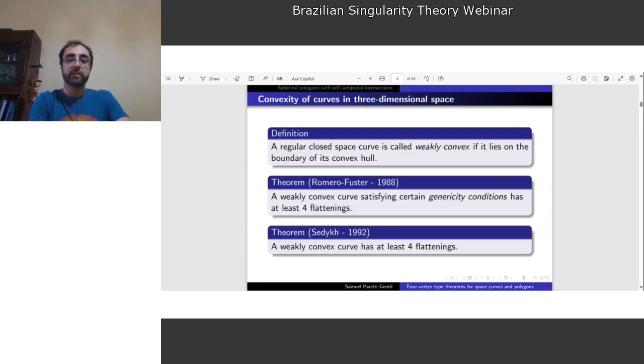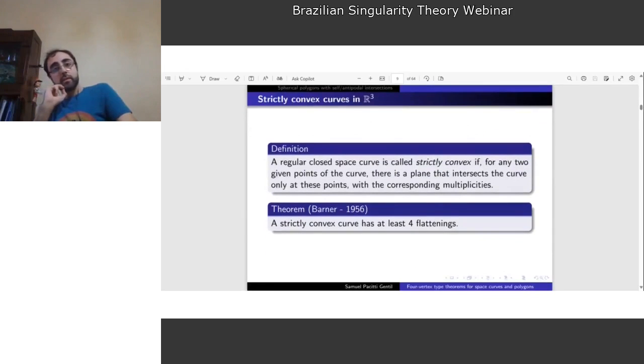So this is the four-vertex type theorem in the sense that, well, we are not calling these flattenings vertices, but they play the role of vertices for plane curves. For plane curves, we have vertices, and for space curves, we have flattenings. And it's four-vertex type because we are proving a non-trivial lower bound of 4 on the number of flattenings.